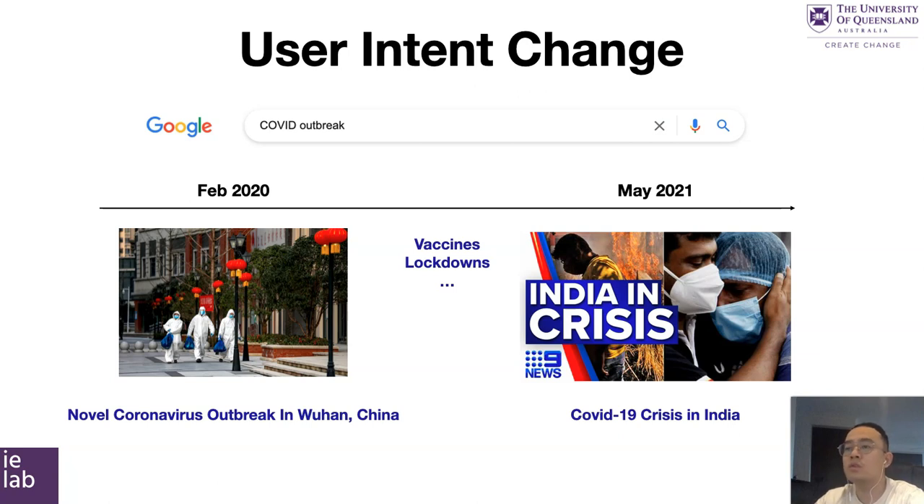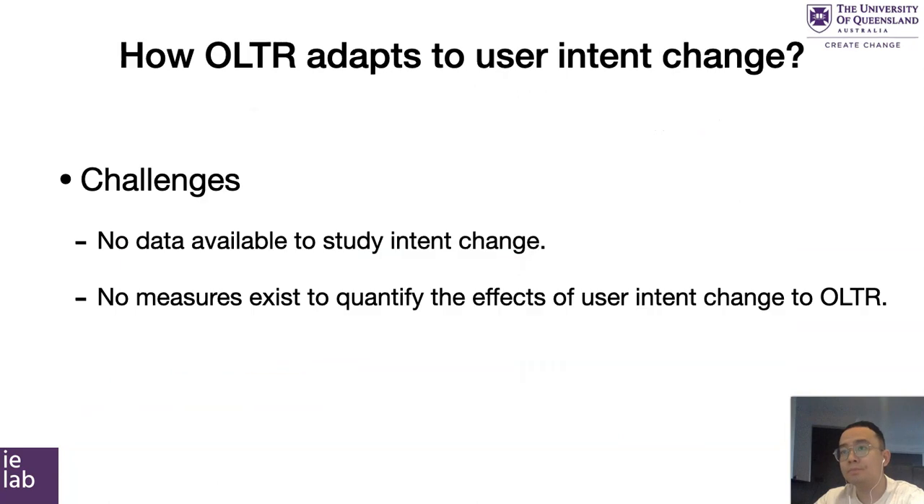And of course, people searching for this query may also be looking for information about vaccines or lockdowns. So the user intent is usually mixed. In this paper, we want to investigate how existing online learning to rank algorithms adapt their rankers to user intent change. In order to investigate this, we have to solve two challenges.